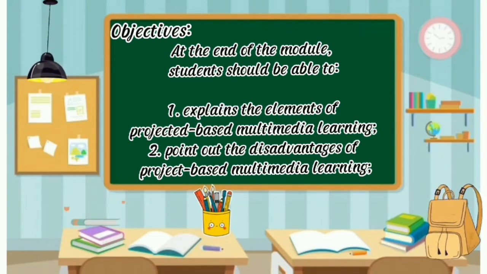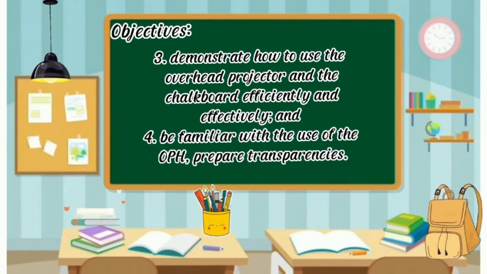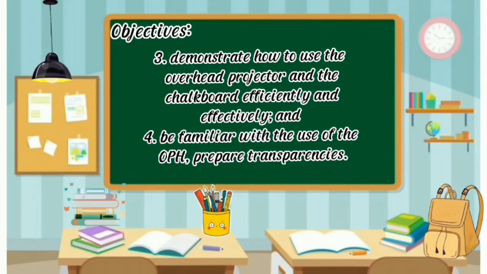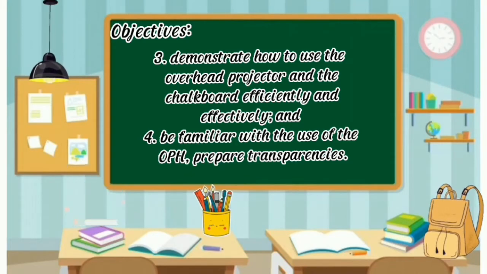So, objectives. At the end of the module, students or us should be able to: Number 1, explain the elements of project-based multimedia learning. Number 2, point out the disadvantages of project-based multimedia learning. Number 3, demonstrate how to use the overhead projector and the chalkboard efficiently and effectively. And number 4, be familiar with the use of the OPH and prepare transparencies.